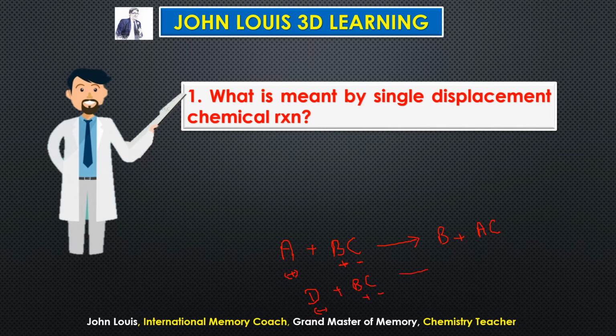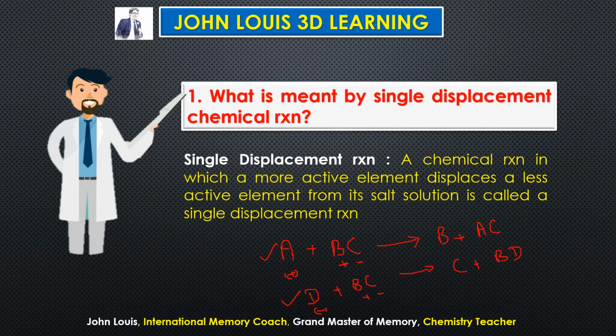Okay, let us take D. D is a negative element and BC is a compound. Let's say B is positive and C is negative. Here D is a negative element, so that will displace a negative ion from the compound. Therefore C will come out and D will go into the place of C, that is BD. So there are two types of single displacement reaction. It depends on the type of the element. If the element is positive, that will displace the positive ion from the compound. If the element is negative, that will displace the negative ion from the compound.